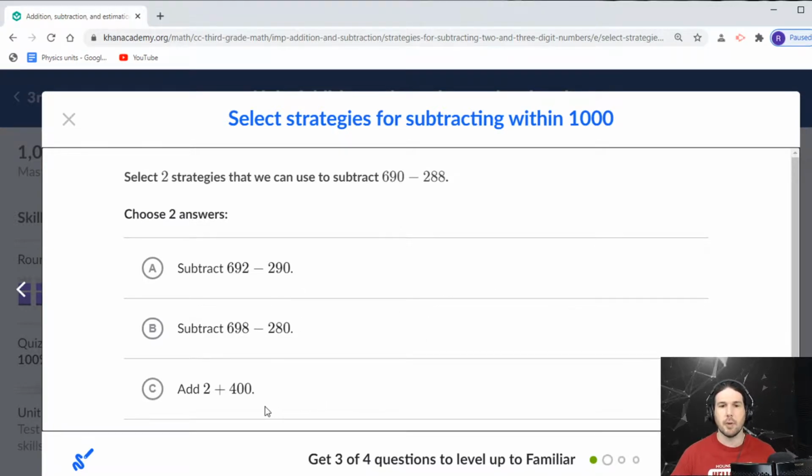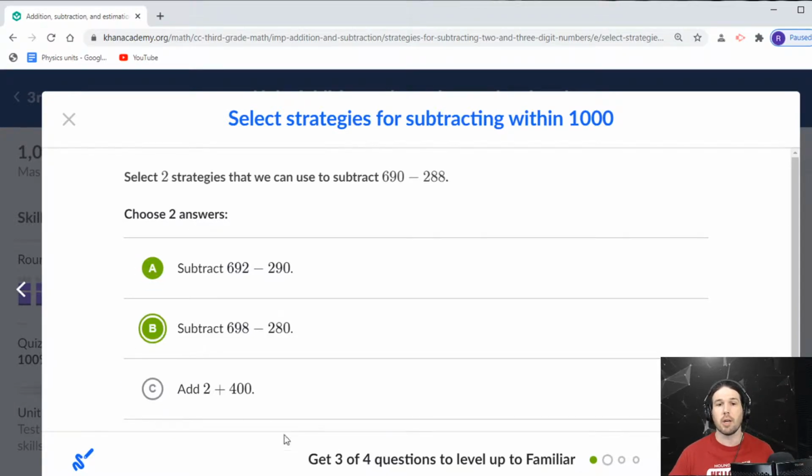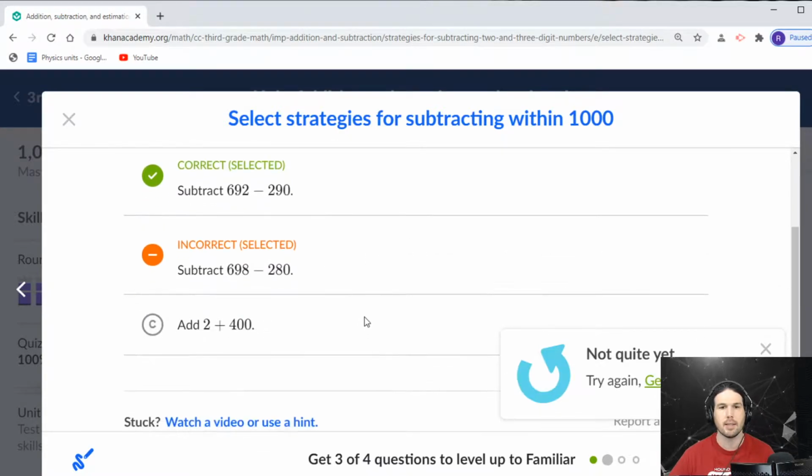690 minus 288. Again, 2 answers. Again, one of them is clearly wrong. 2 plus 400 is 402. I bet it gets you to the right answer, but it's not. Does it get you to the right answer? 690 minus 288 is 4. No, okay. Yeah, it would be 402. So it would be the right answer, but it would not be the correct process.